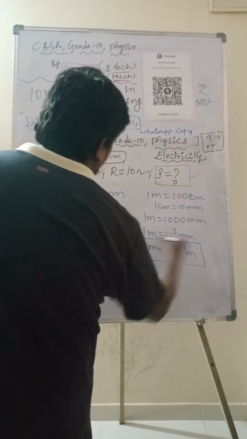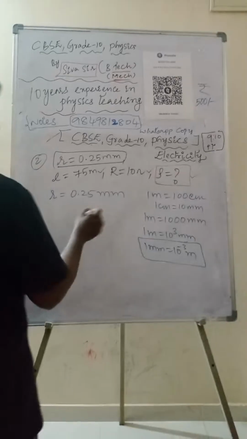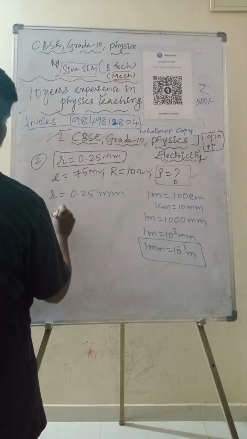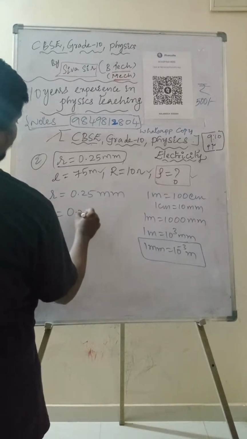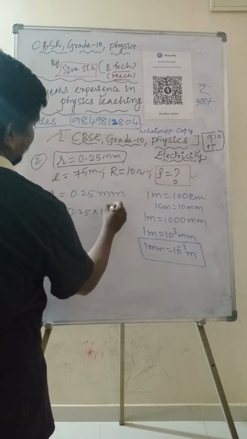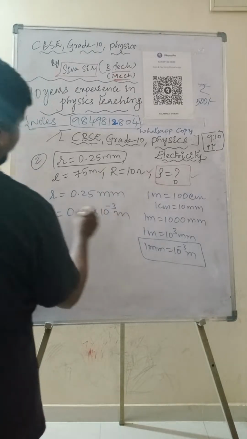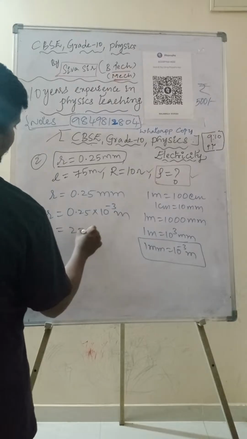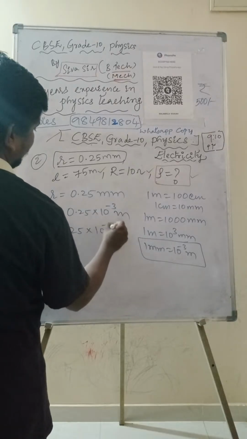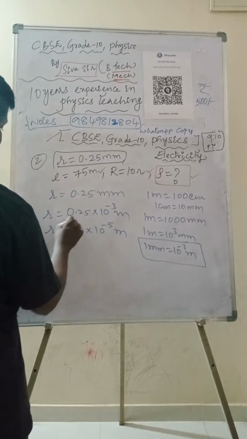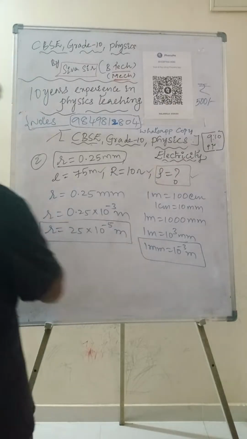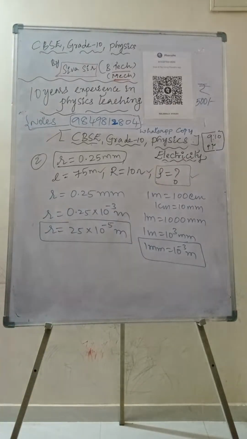So here you can see, now R equal to 0.25 into 10 power minus 3 meter. We can also write 25 into 10 power minus 5 meter. So that is the radius. Okay, check once. Any doubts? Check once in that.